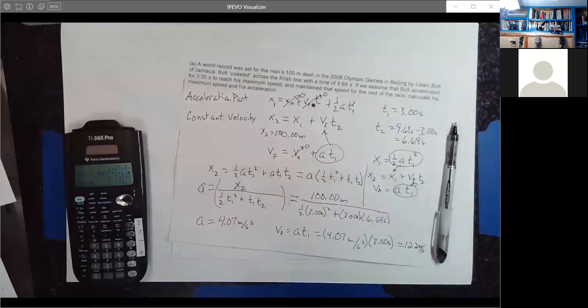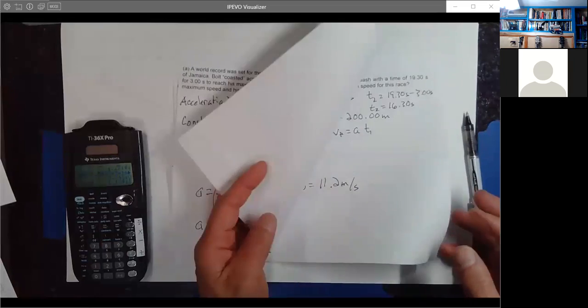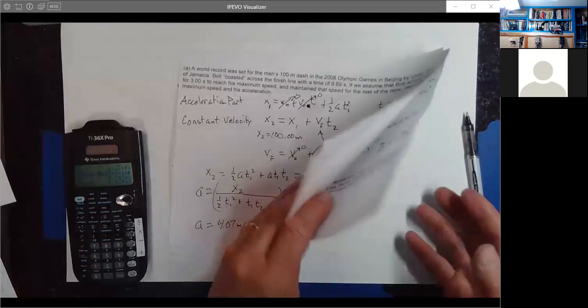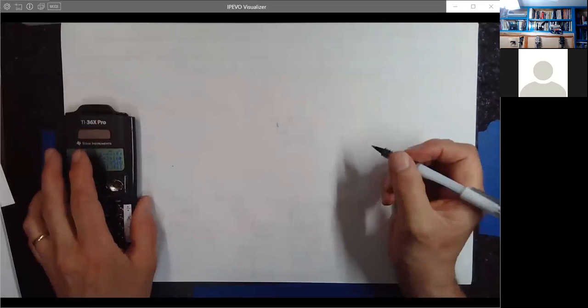This idea of combining equations is something that occasionally you will have to do, and it can be challenging. All right, let's start free fall, and we won't go too far with it today, but I just want to present some ideas.